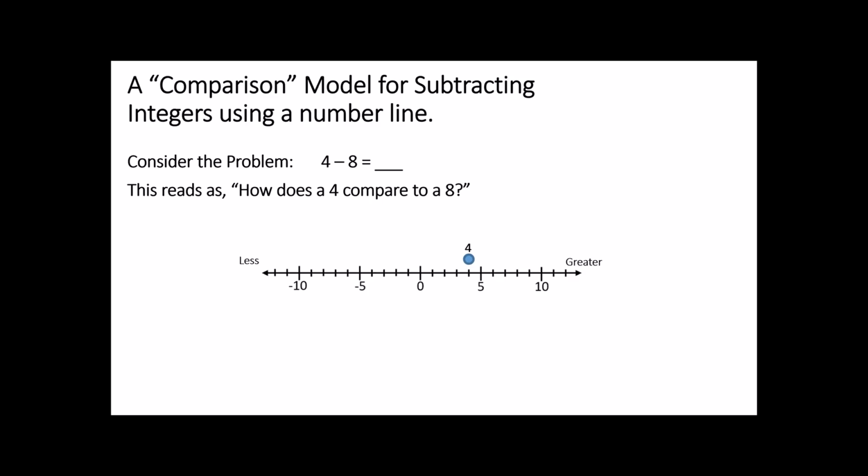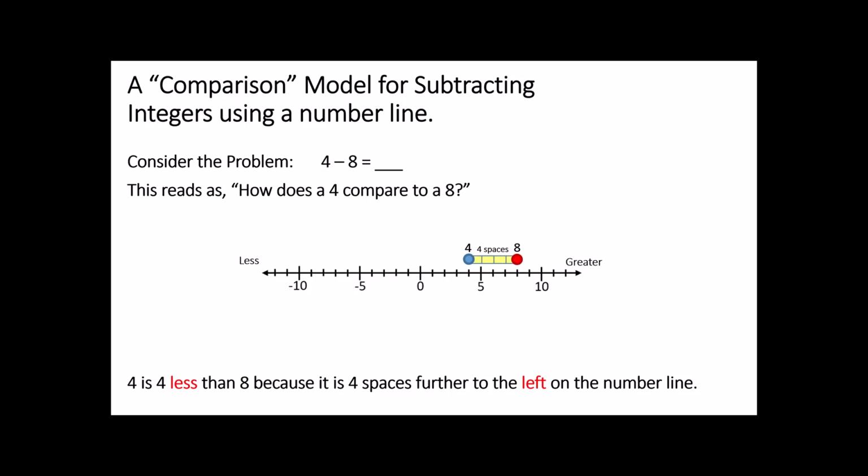Well, my 4 is here, and my 8 is here. That's a difference of 4 spaces. But notice this time, the 4, when compared to the 8, is farther to the left. 4 is less than the 8, because it's farther to the left on the number line than the 8 is. Because of this, we would say, oops, wrong direction on my arrows.